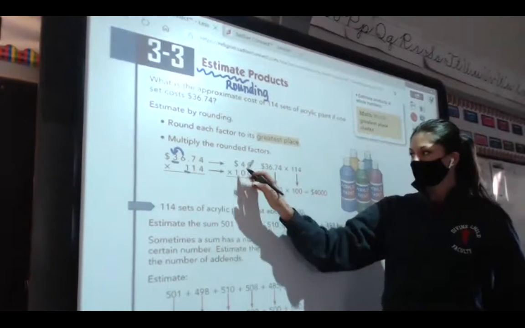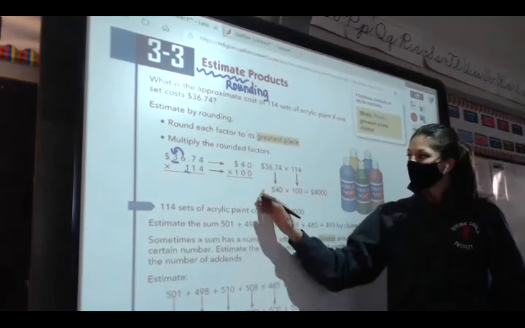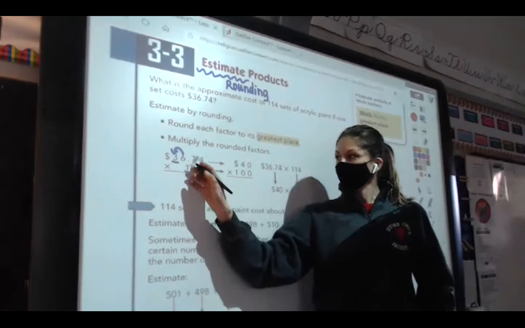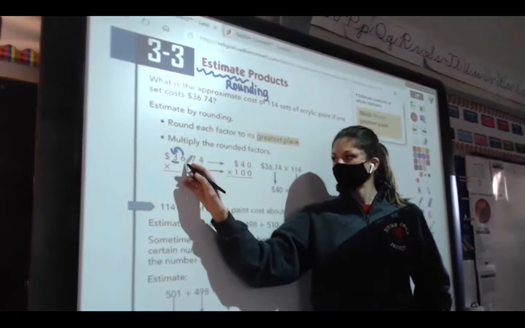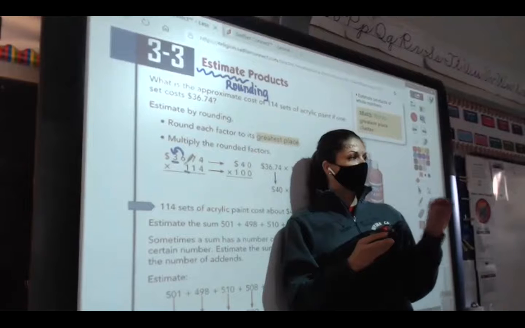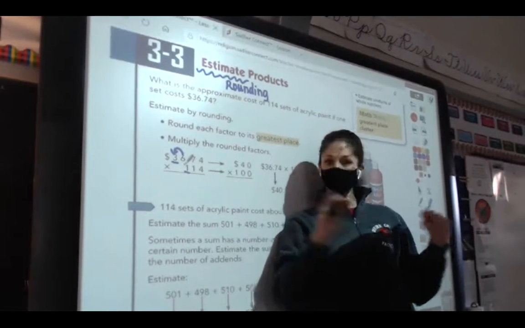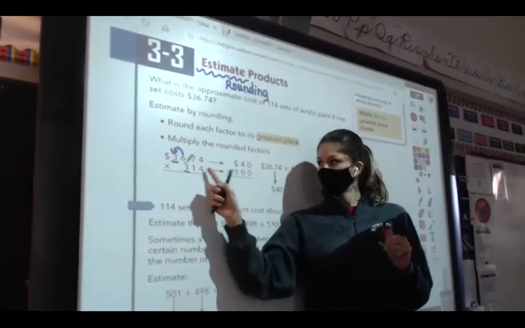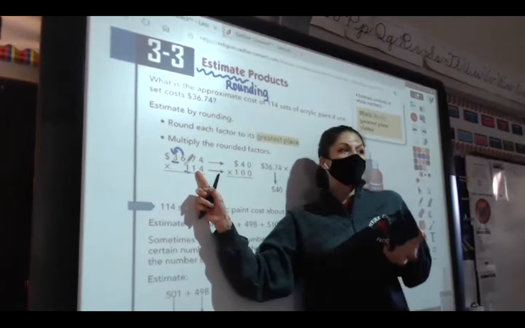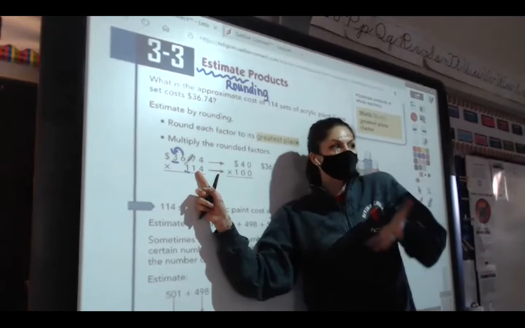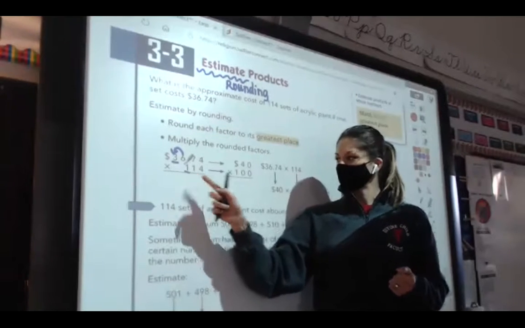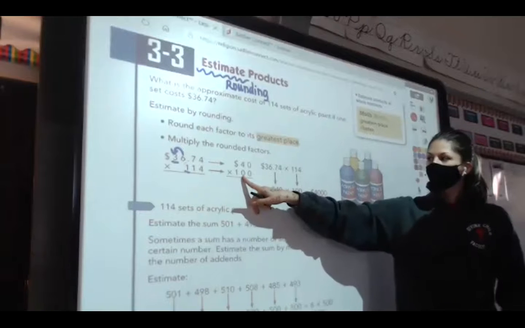40.00, or you could just write it as 40. 114, look at the digit next door. Does it cause 114 to go to 100 or 200, guys? 100, because this digit next door isn't strong enough to shove it to the next place position. So we end up with 100.